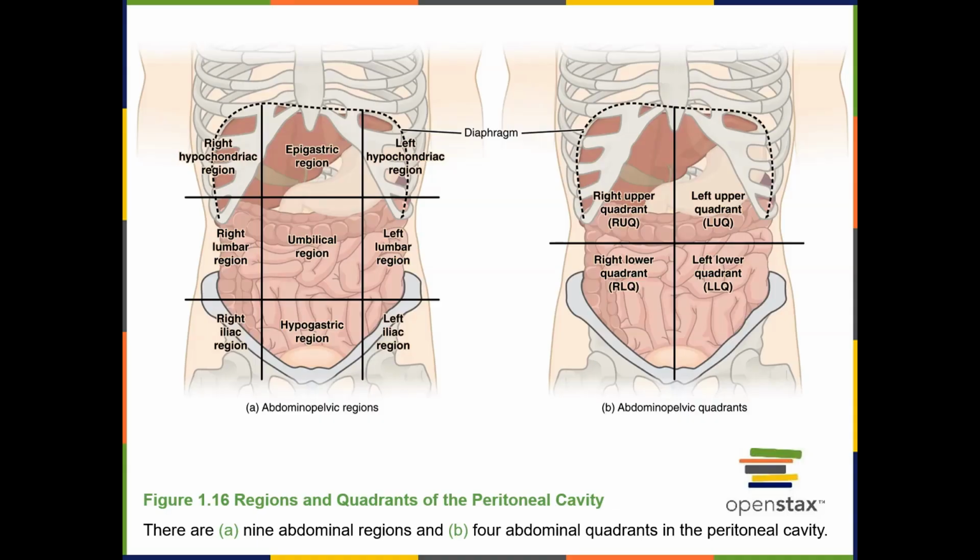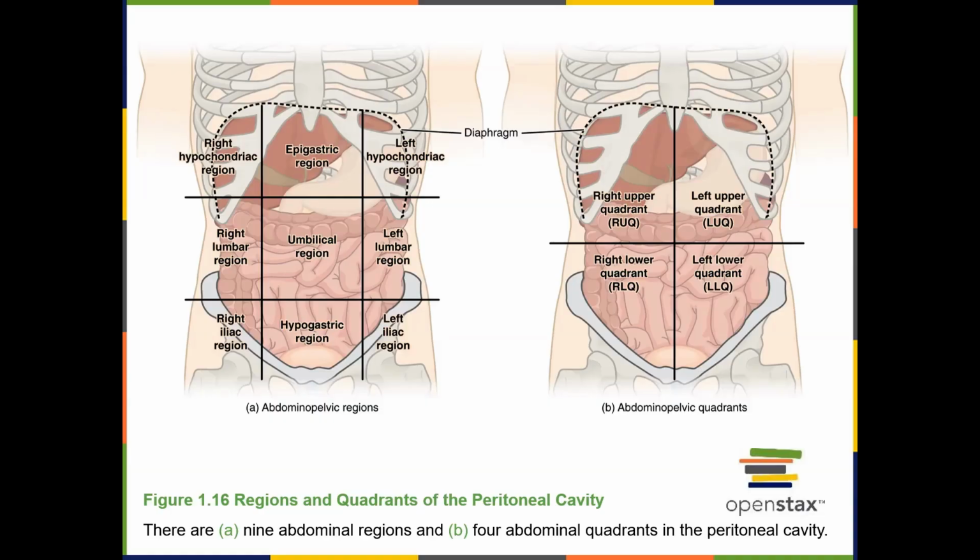Then the umbilical region is in the center of the abdominopelvic cavity. It contains regions of the intestine, including the transverse colon, the duodenum, which is a region of the small intestine, and also other portions of the small intestine, which include the jejunum and ileum.